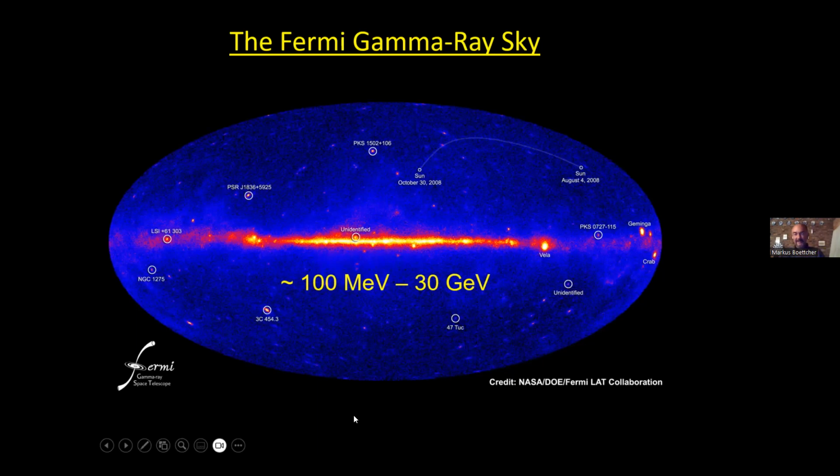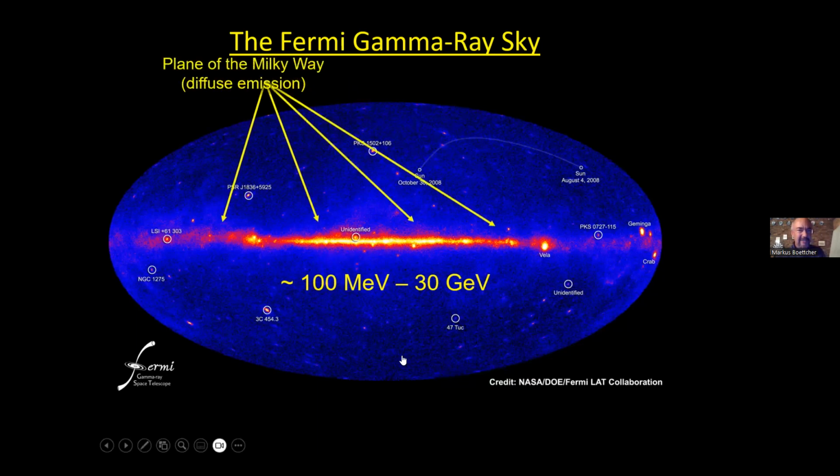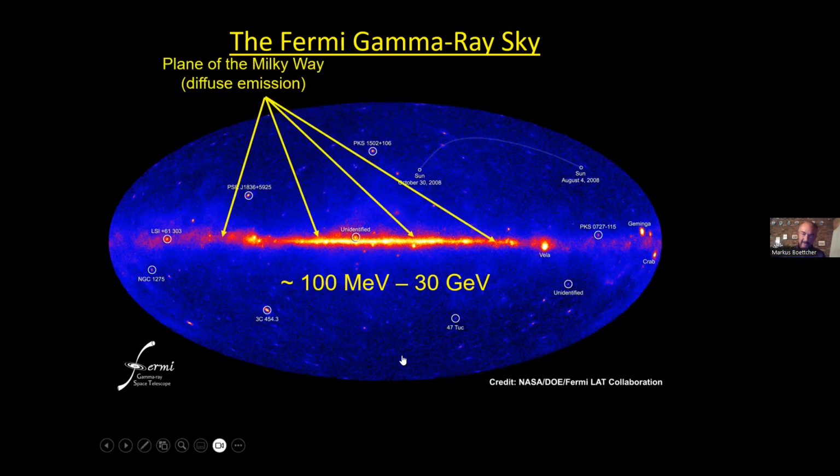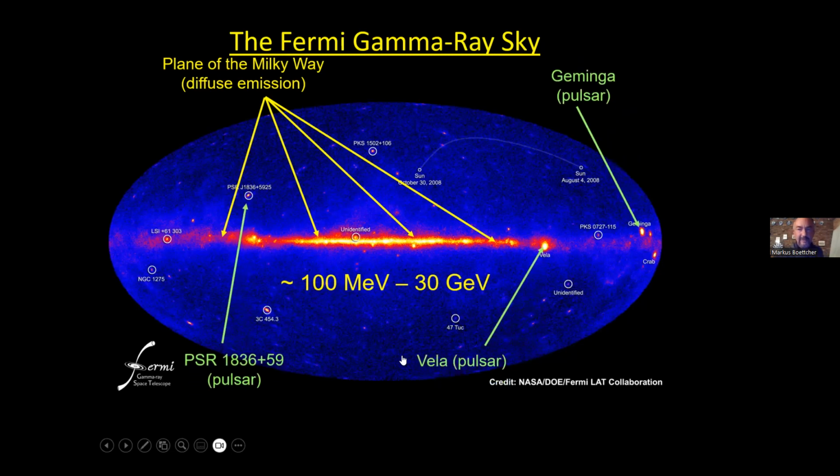The first thing that stands out, of course, is this bright band of the Milky Way. And this is this reaction that I've just talked about of very energetic protons, cosmic rays, hitting the gas between stars, the interstellar medium, producing pions, they decay and make gamma rays. So this is what we see as a diffuse background that essentially traces the gas between stars in the Milky Way. But then there's a lot of individual point sources, which is what I will talk about in a little more detail later on. So one source class called pulsars.